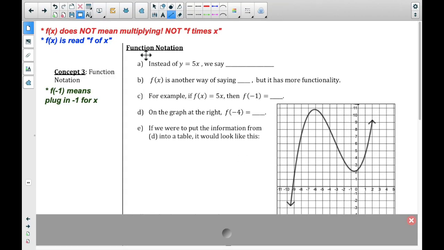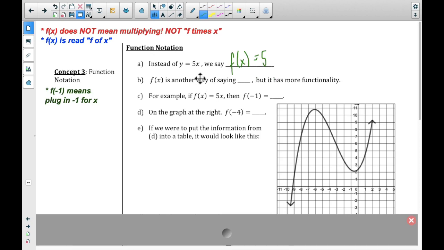All right, on this page, we're going to be talking about function notation. And function notation is a different way of writing things. One thing you need to understand, well, let me just get started. I have some notes up here. Let's kind of ignore those notes just for a second and talk about the blanks over here.